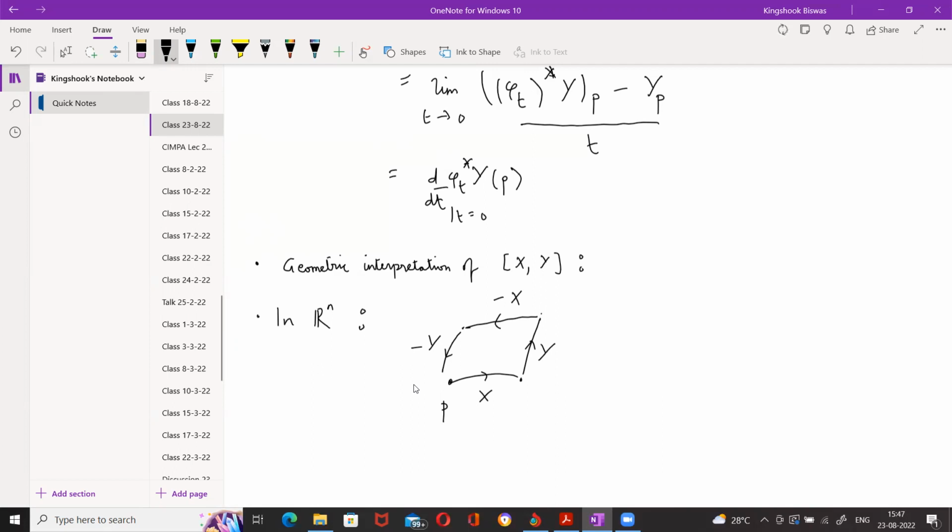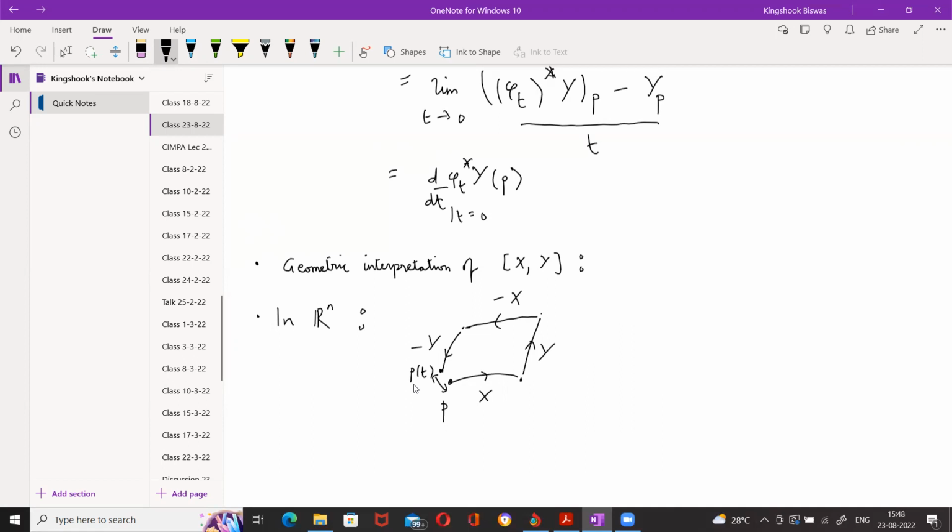If the flows commuted, we would complete the quadrilateral. So if they commuted, then this would close up. Now, in the general case, they don't commute. So what happens? Let me call this point P of t. Now, what is this distance between P and P of t? What is the order of this distance? Well, if I flow for time t, I move a distance which is big O of t.